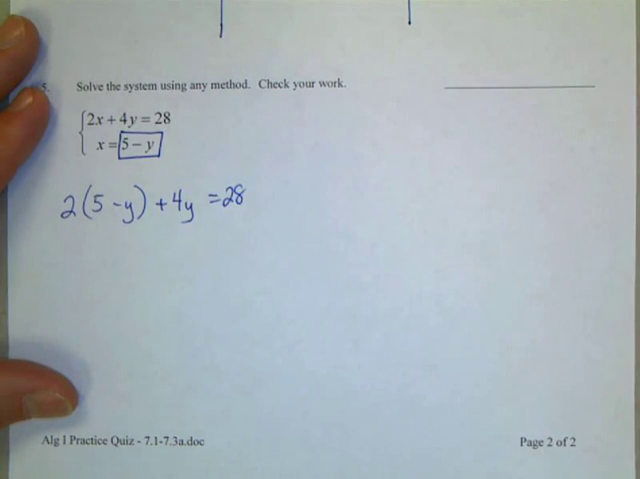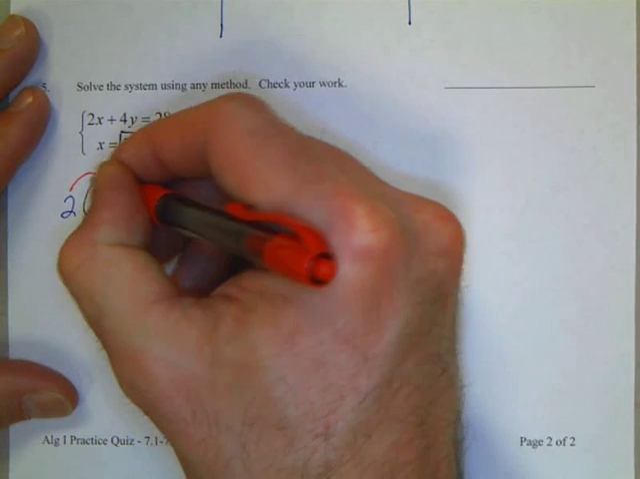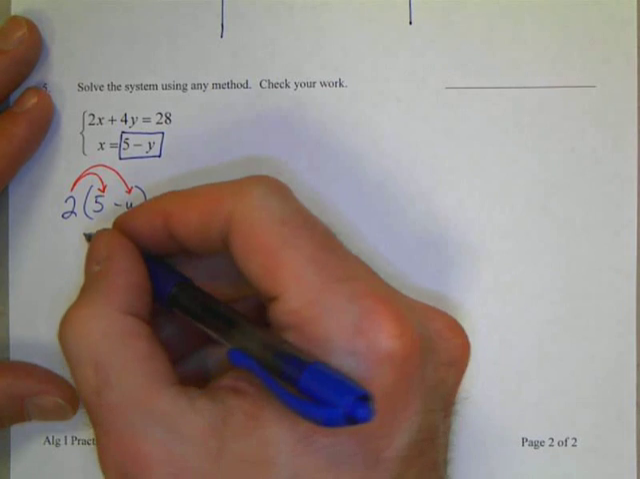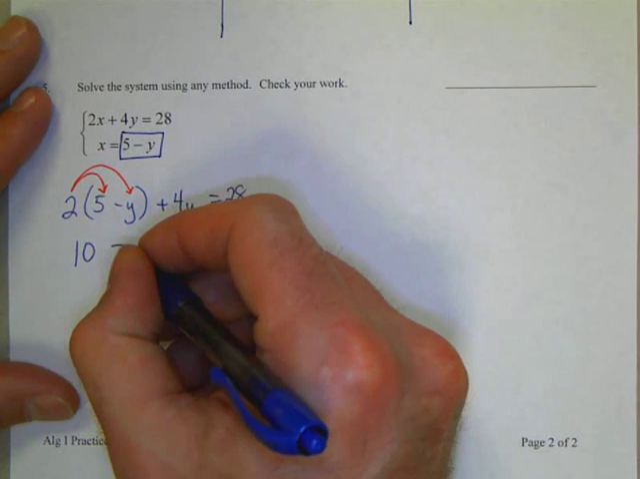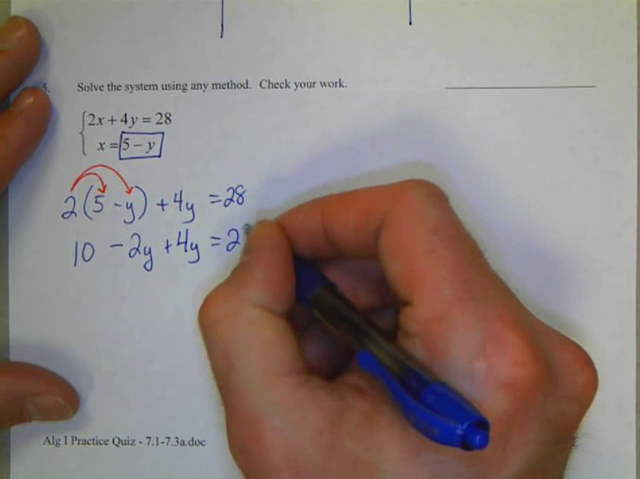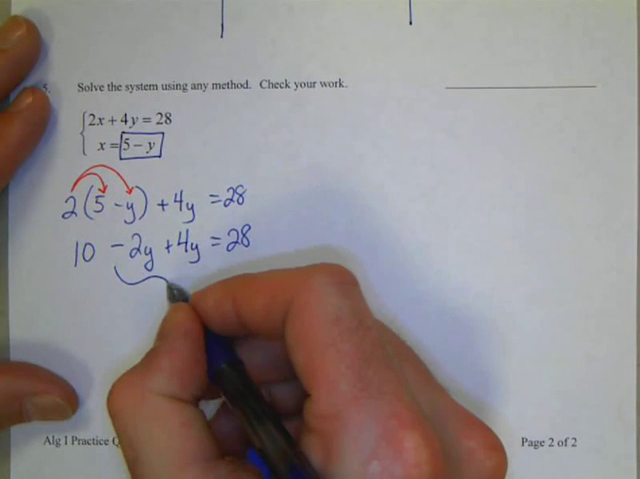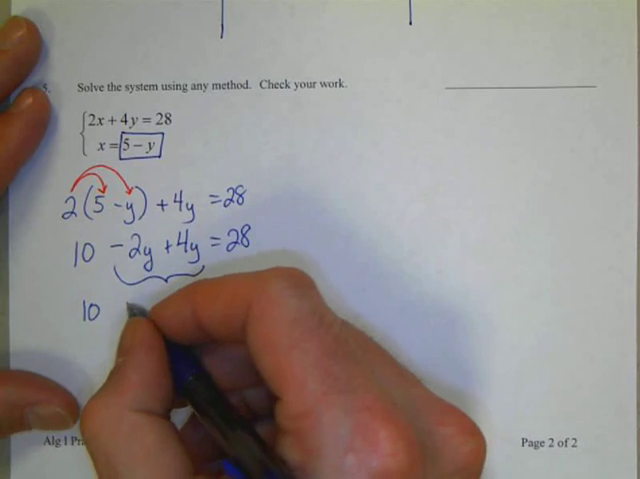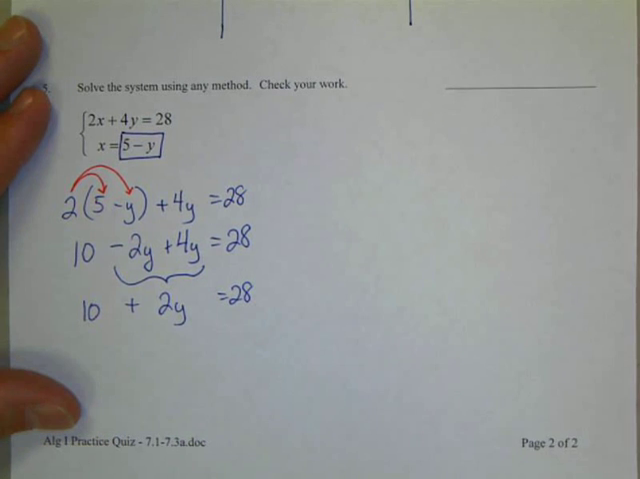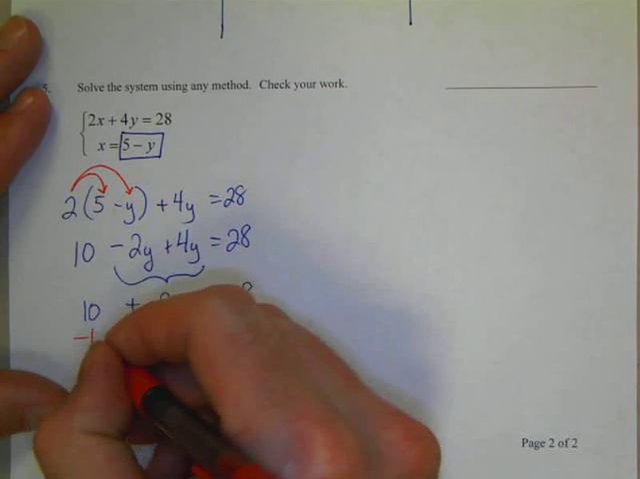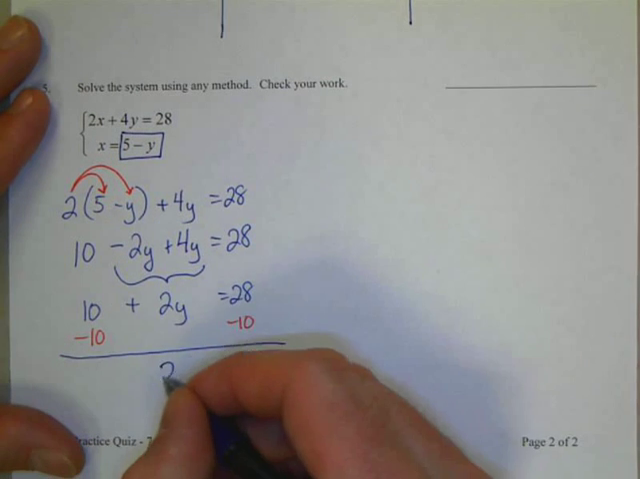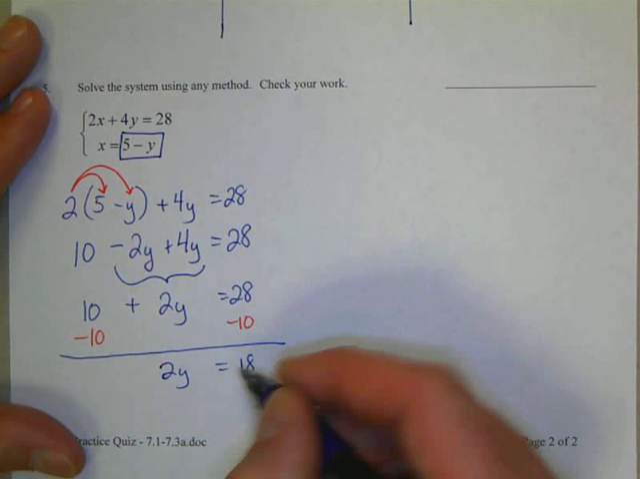Now, in this problem, it's going to be very important to distribute the number in front to both the numbers on the back side. 2 times 5 will be 10. 2 times negative y will be negative 2y, and then the remainder of the problem is the same. We combine our y's because they are like terms. That gives us 10 plus 2y equals 28. I'm now going to subtract 10 from both sides. My resulting equation now is 2y equals 18.